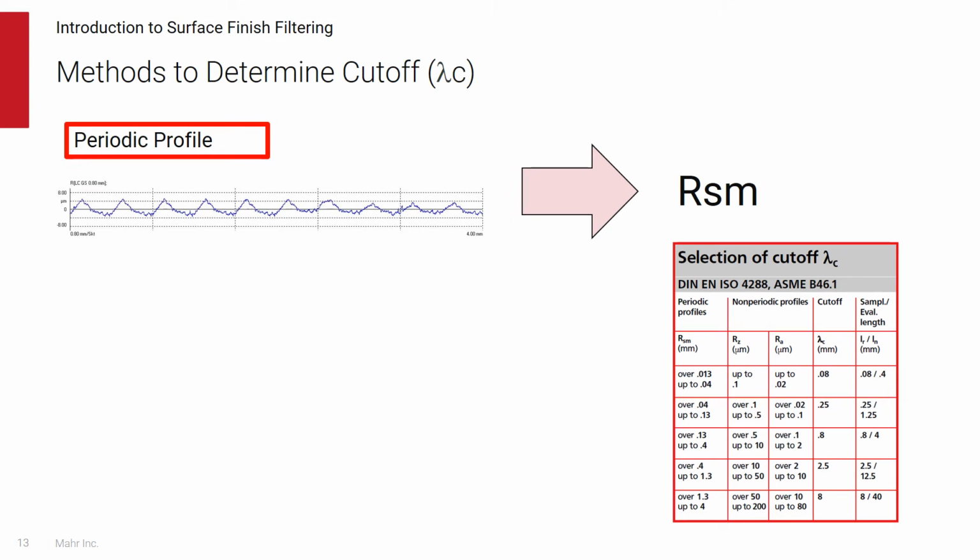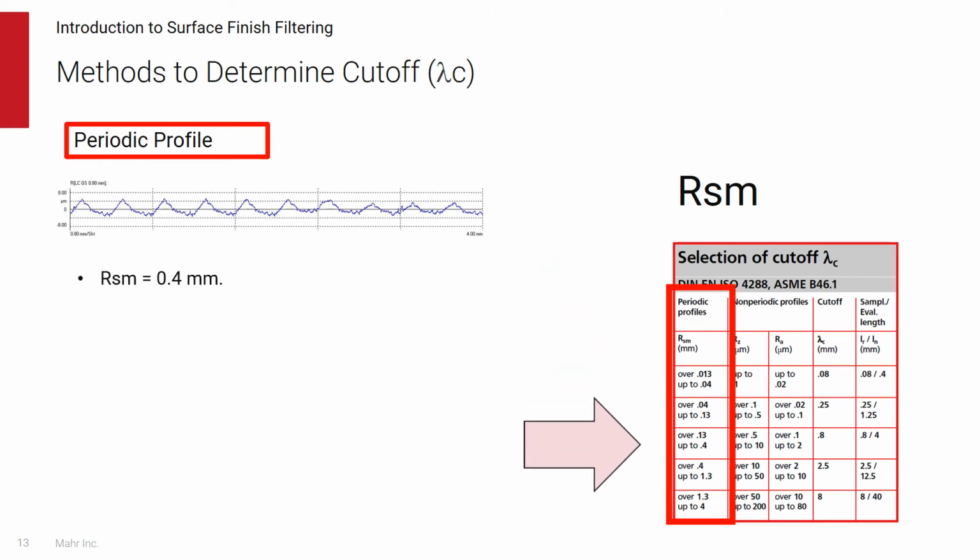Let's walk through an example of selecting the correct cutoff for a periodic profile. First, estimate the RSM parameter. In this example, the estimated RSM is 0.4 millimeters. Take this estimated RSM value and search the table for the range of RSM values where the estimate falls. The cutoff for this range of RSM values is 0.8 millimeters.